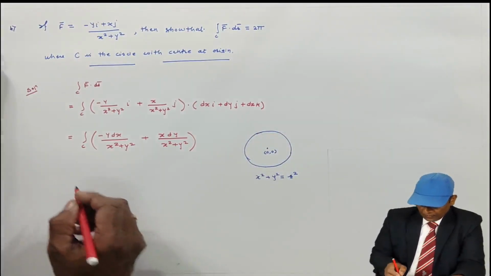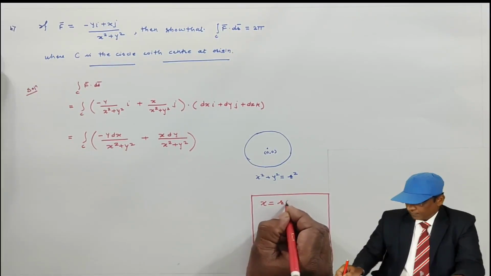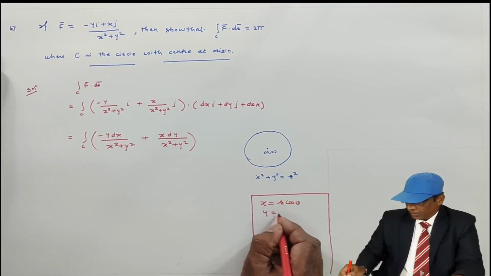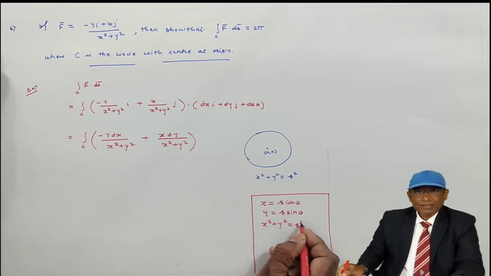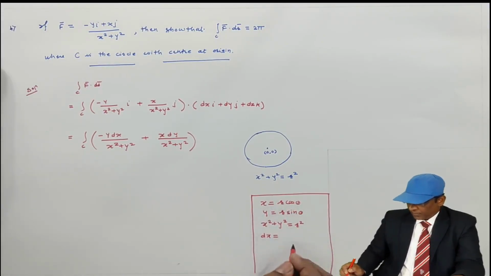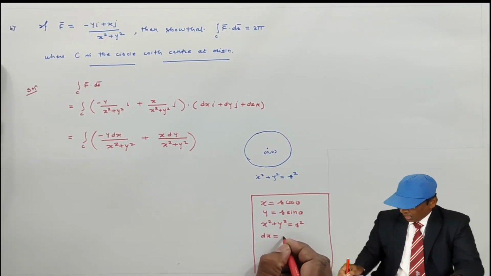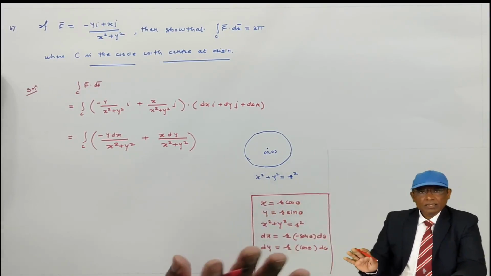C is the circle. The parametric equation of the circle: x equals r cos theta, y equals r sin theta. x square plus y square is r square, because when you square and add, you will get this relation. And dx is required, the differential of x. Dx is r times the derivative of cos theta, which is minus sin theta d theta, and dy is r cos theta d theta. R is the radius and it is constant.